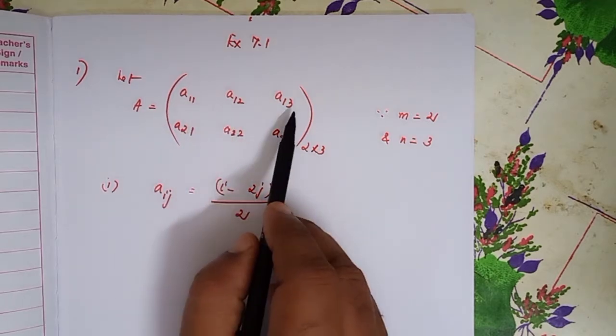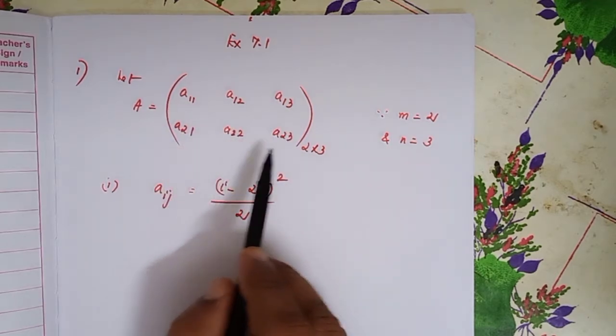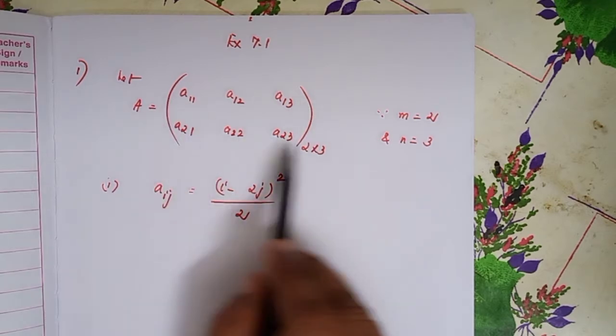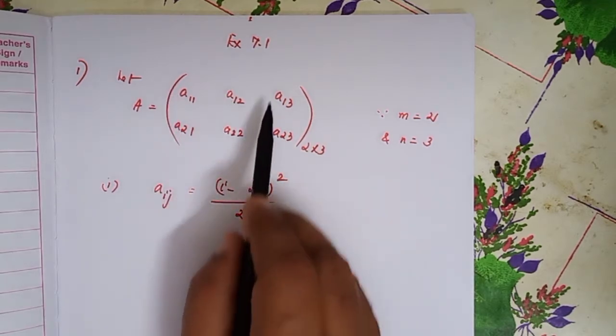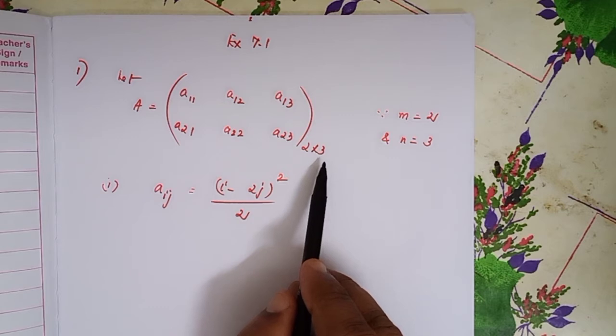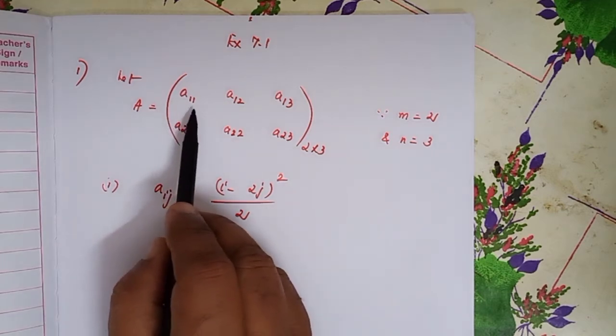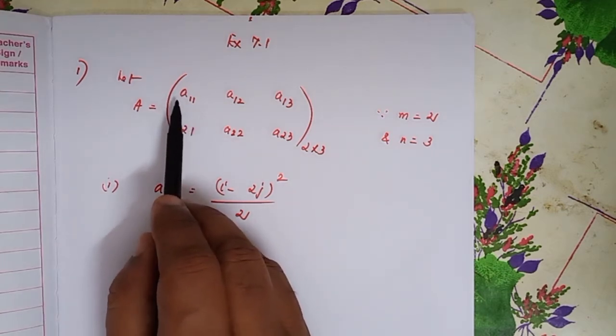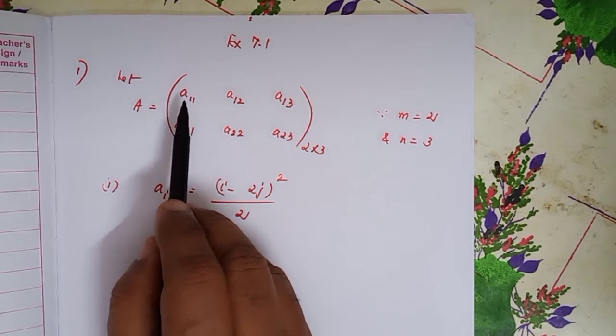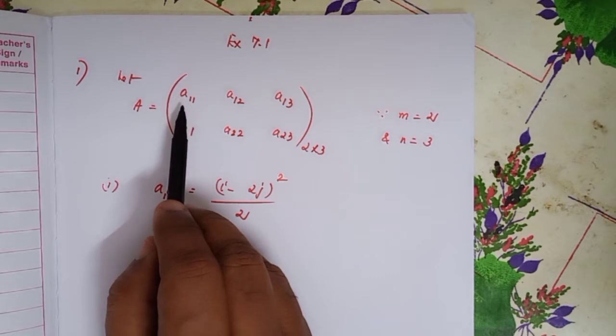A11, A12, A13, A21, A22, A23. Look at that. How many rows? 2 rows and 3 columns. Here is the order: 2 rows, 3 columns. That A11 represents the element which is present in the first row, first column. That is the meaning of A11, first row first column.